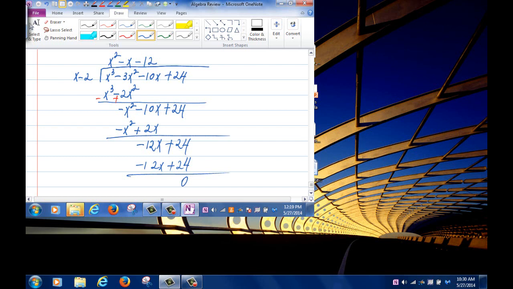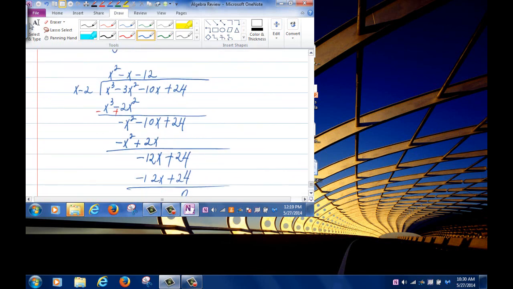Okay, so that means what? It means that this is what I call the quotient. Okay, this is called the quotient. This is called what? Divisor. And what is this guy? That guy is called the dividend, right?